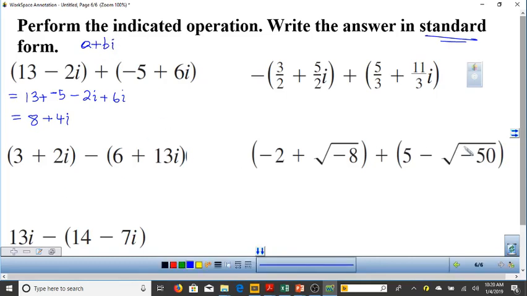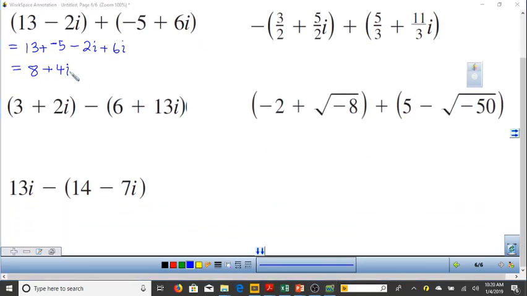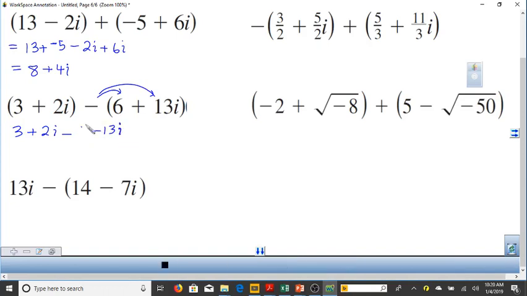Let's go on to this example here. When we're subtracting, remember we distribute the negative, so we end up with 3 plus 2i minus 6 minus 13i. And of course, we combine like terms, and we have 3 minus 6 is -3, and 2i minus 13i is -11i. So the answer is 3 minus 11i.